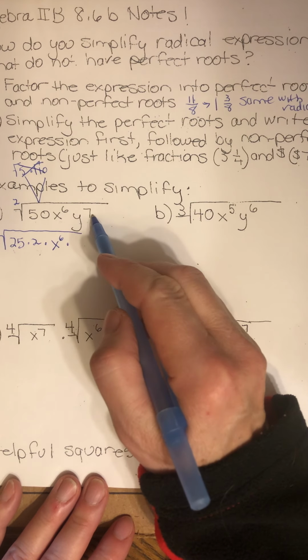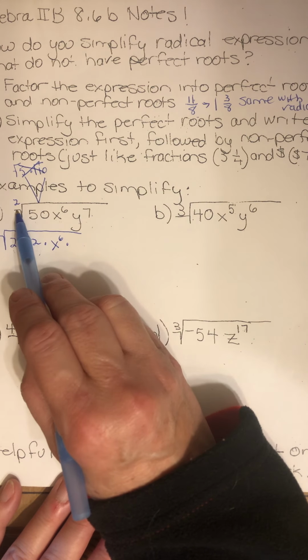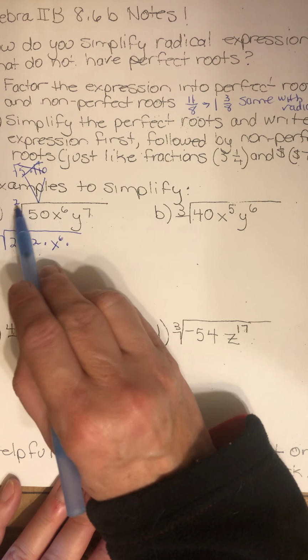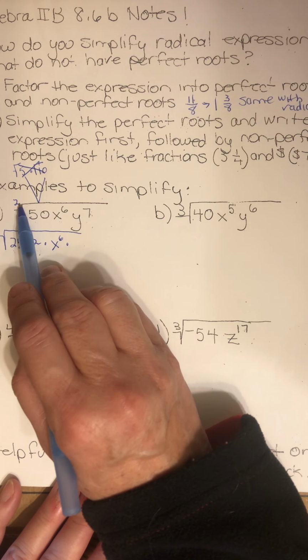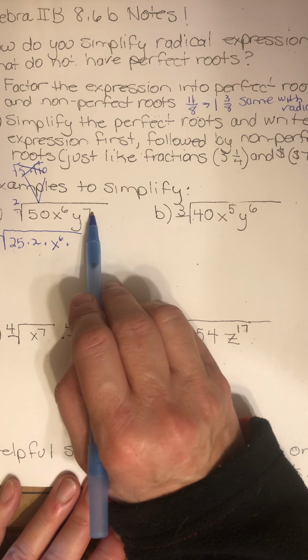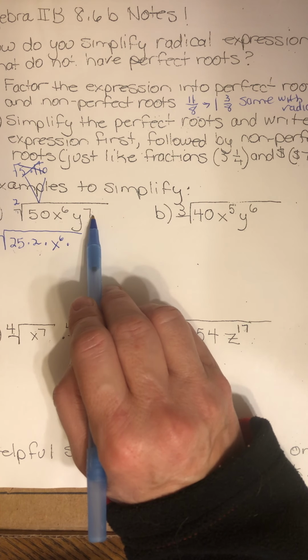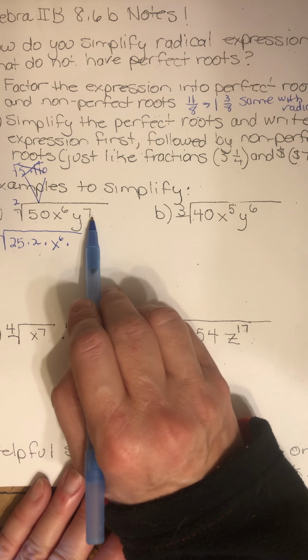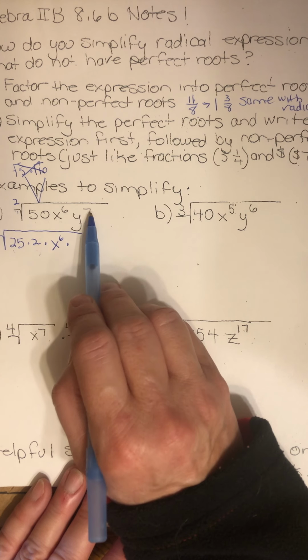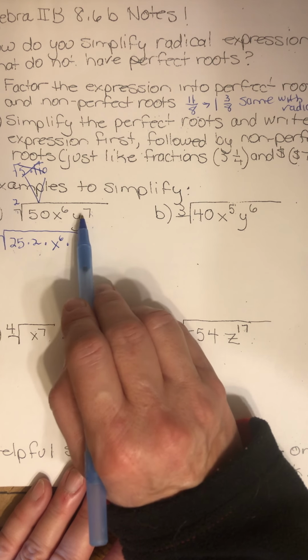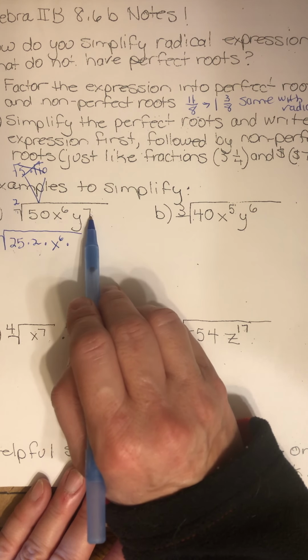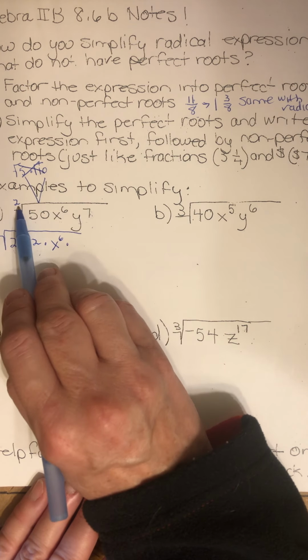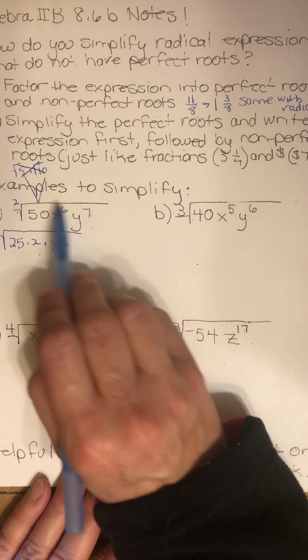Notice y to the 7th, the square root of that is not perfect. Power divided by root, 7 divided by 2 is not perfect. So what I do is, well, I have y to the 7th. I do have y to the 6th in here, y to the 5th, y to the 4th, right? And so what I start doing is counting down from my exponent of 7 until I do have a perfect square root.